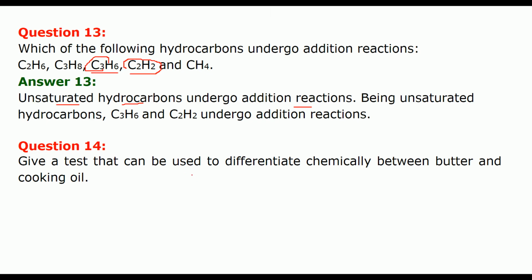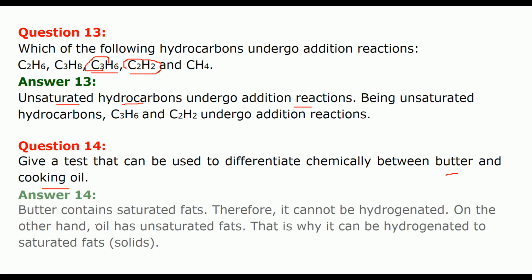Give a test that can be used to differentiate chemically between butter and cooking oil. See, butter contains saturated fats, so it cannot be hydrogenated. On the other hand, oil contains unsaturated fats. That is why it can be hydrogenated to saturated fats, solids.